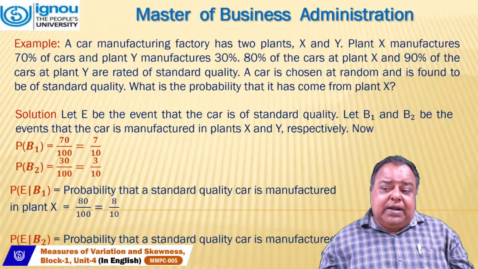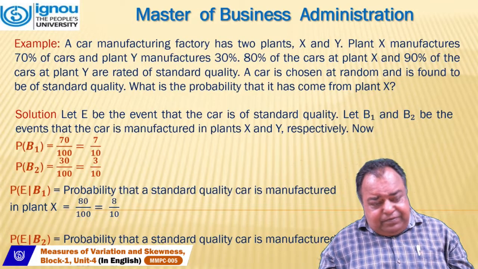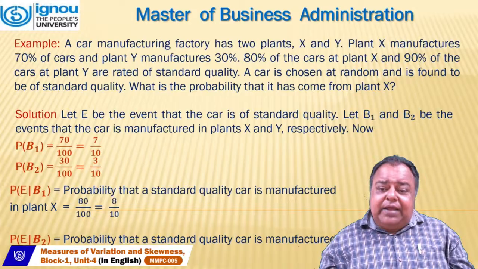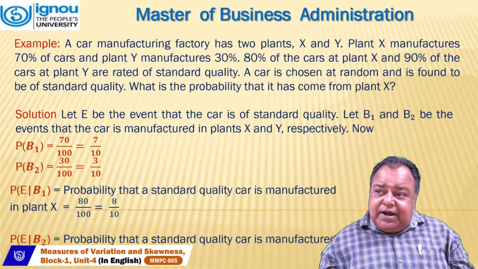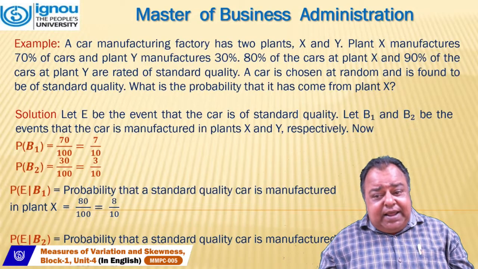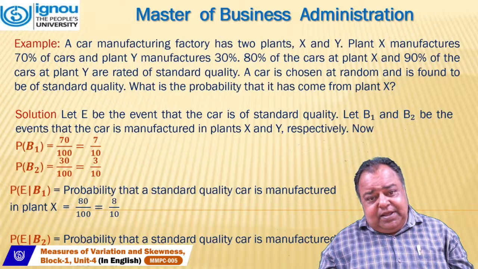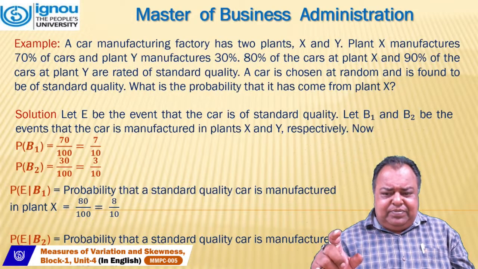80% of cars of plant X and 90% of the cars of plant Y are rated to be of standard quality. A car is chosen at random. It is found to be of standard quality. What is the probability that it came from plant X? We can assume that this is a very practical example.